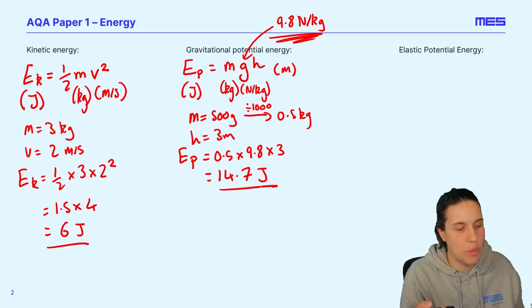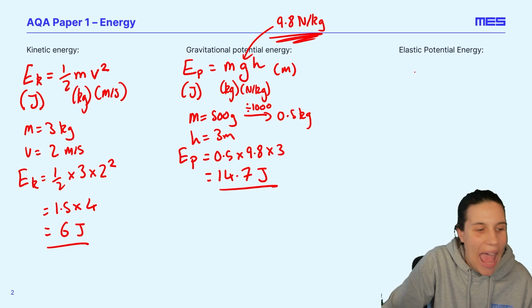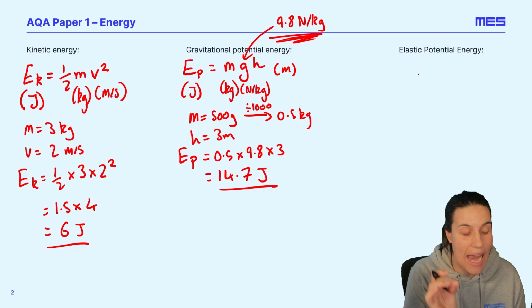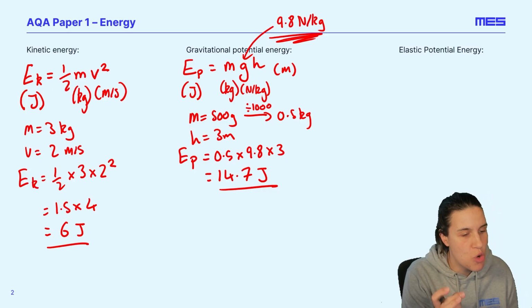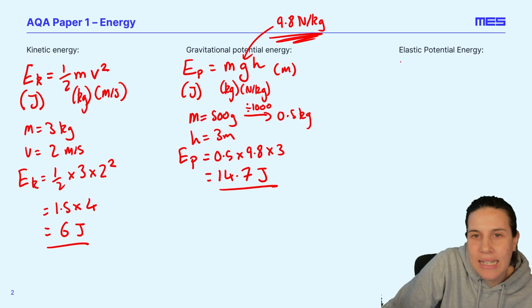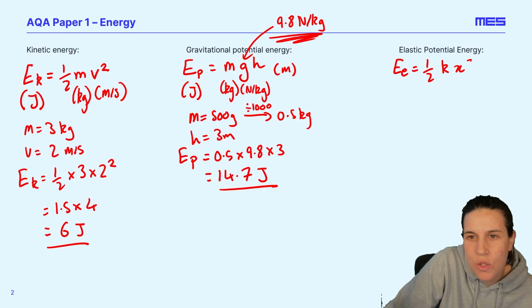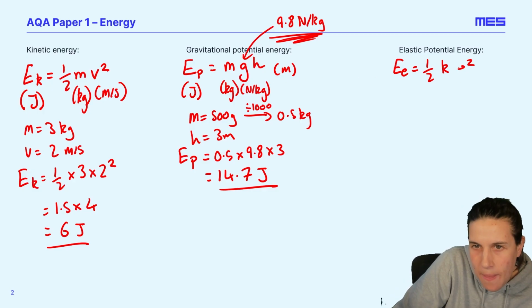Now, the final equation we're going to have a look at is this one over here for elastic potential energy, okay? Elastic potential energy is the energy that's stored in anything that is stretched or squashed. So normally we're thinking about a spring or an elastic band. And the elastic potential energy is equal to a half ke squared, sorry, half k e squared.